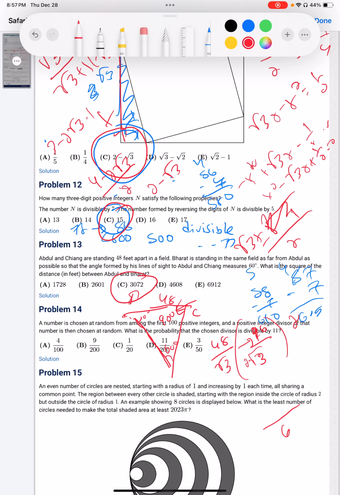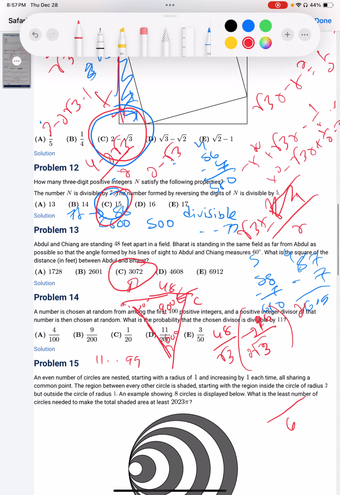Number chosen is random from among the first 100 positive integers and a positive integer divisor. Okay, so what if I had the chosen divisor? So we have like 11, 99. So 9 choices. That's 9 to 100. But let's think about it. So we have positive divisor.